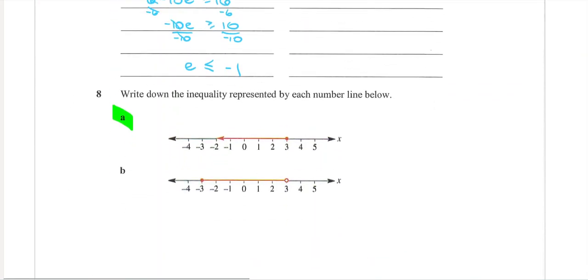Question 8, write down the inequality represented by the number line. So we did one similar to this before. The dot is at the 3, and it's pointing to the numbers to the left, or less than that. So it is x is less than or equal to 3, because it's a coloured in dot.